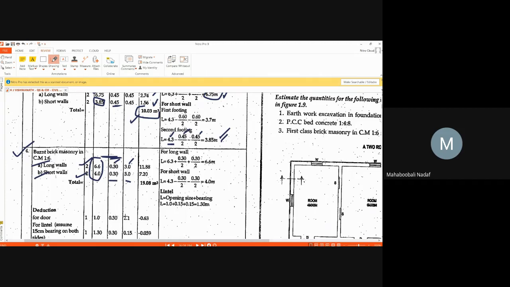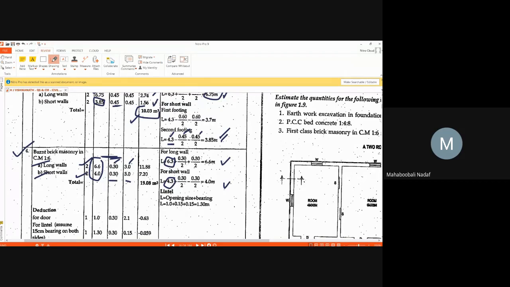You're going to calculate. Now, 6.3 is already center to center for the long wall, and 4.3 is already center to center for the short wall. For the long wall, you add b by 2 plus b by 2, where b is the width of that item. For the short wall, you subtract b by 2 minus b by 2, where b is the width of that item. The width of that item is 0.3.